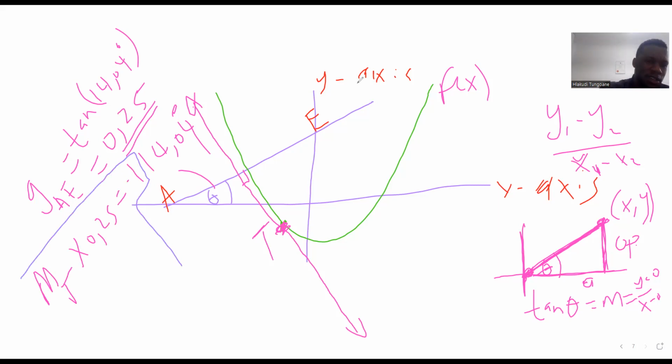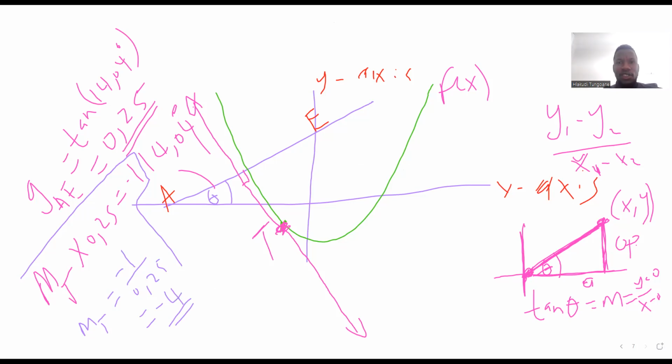So that means the gradient of MT is the same as -1 over 0.25, right? So that is the same as -4. Okay, so the gradient of the tangent to f of x has a gradient of -4. Okay, let's go back to the question. I just did this so that we can think about the ideas before we look into the question.